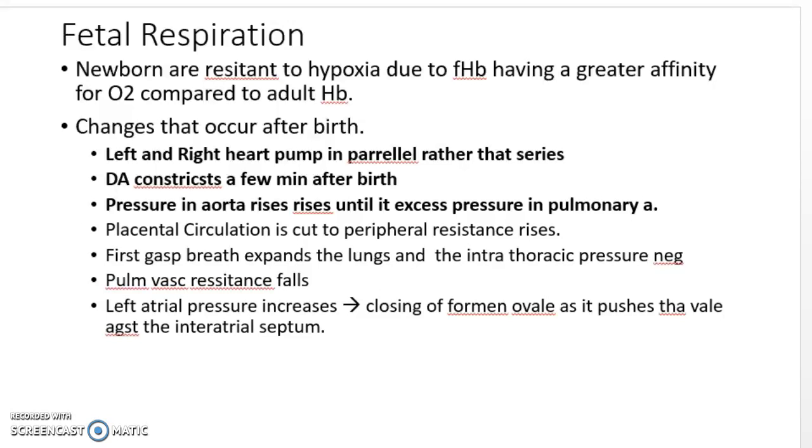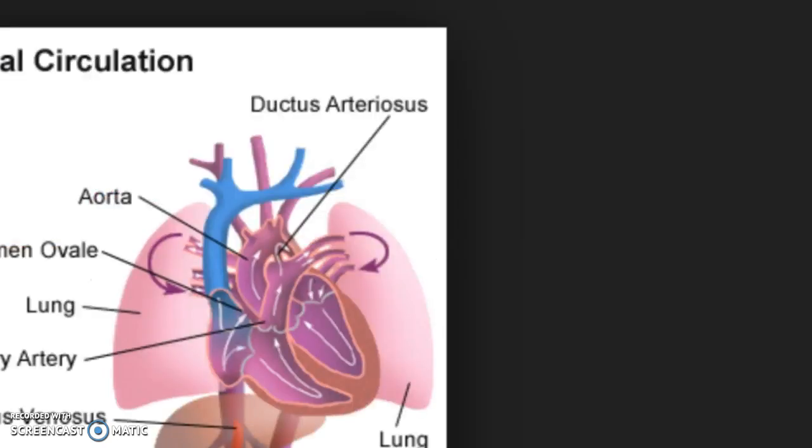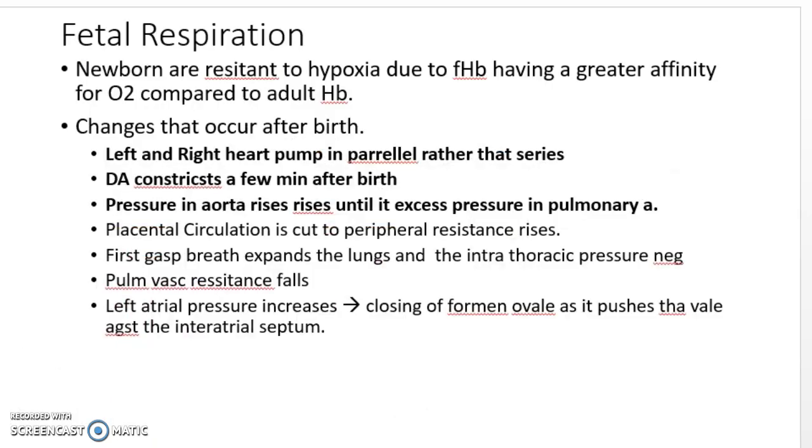Now, changes occur at birth: there are three changes that occur in the heart and four changes that occur in the respiratory regions. First, in the heart, the left and right sides pump in parallel instead of in series. The ductus arteriosus constricts, which I was showing you guys over here. So does the ductus venosus. The pressure in the aorta rises until it exceeds the pressure in the pulmonary artery.